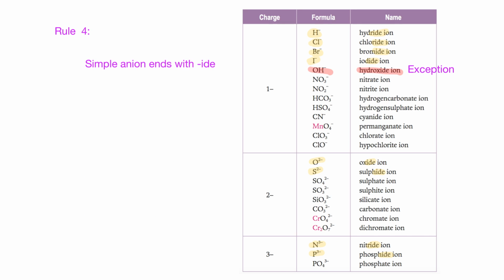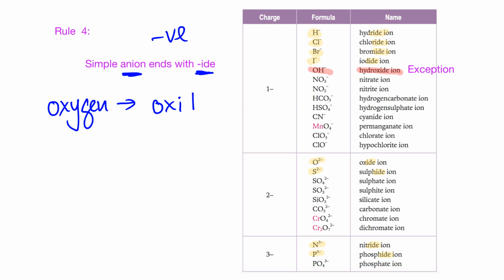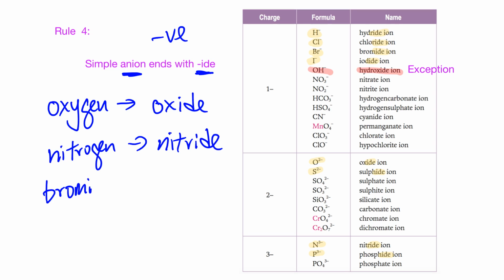Okay, rule number 4. Simple anion, just like we talked about, cation must be positive. Anion, most of the time they should be negative. Not only this, the name will change to end with IDE. What means by that? Oxygen, we call that oxide. Nitrogen, we call that nitride. Okay, bromine, we call that bromide. Okay, so all of them, they will end with IDE.